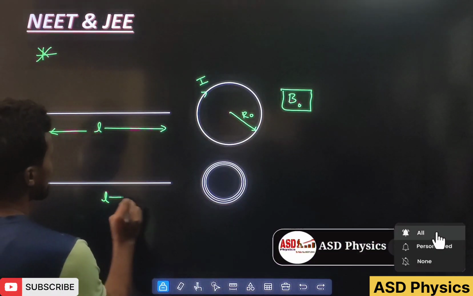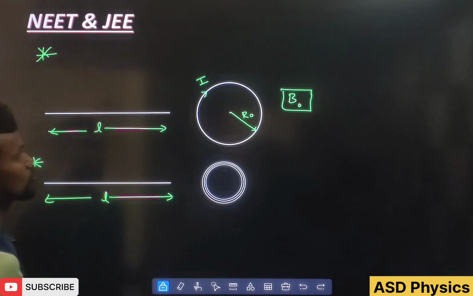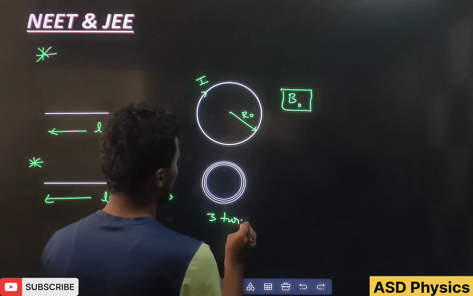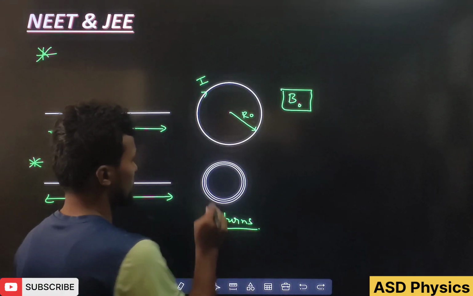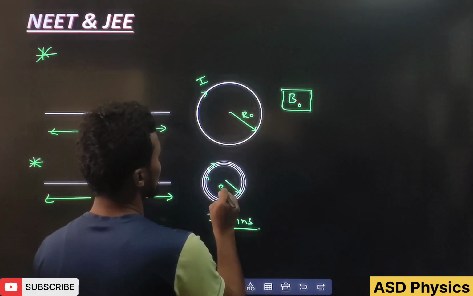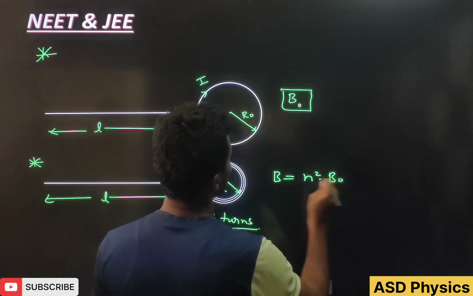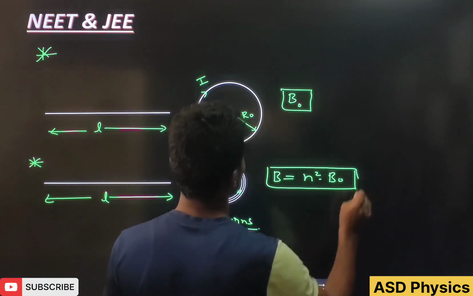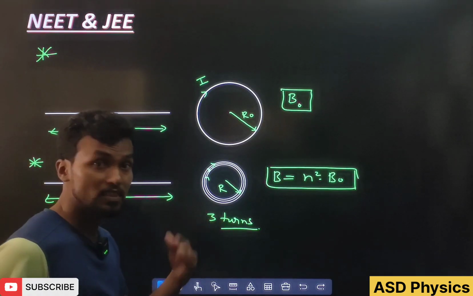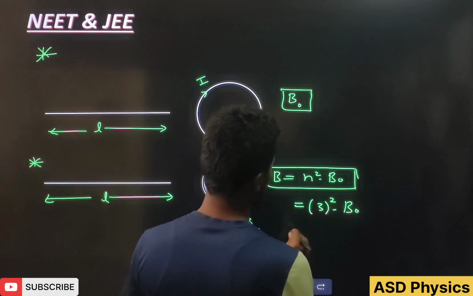But in the second situation, the same length of the wire is made into how many turns? Let's take 3 turns. Students, how many turns are there? 3 turns are there. The radius is R, and then the magnetic field is given by N square B naught. We have to directly use the formula here, because the length of the wire is fixed. And how many turns are there? 3 turns. That means you can write, very, very important, 3 square into B naught.